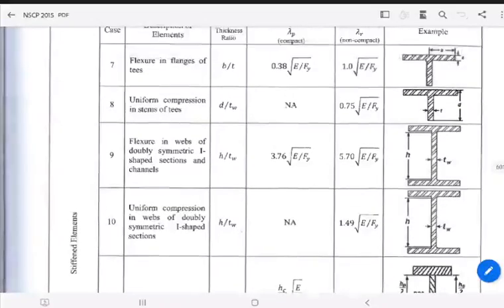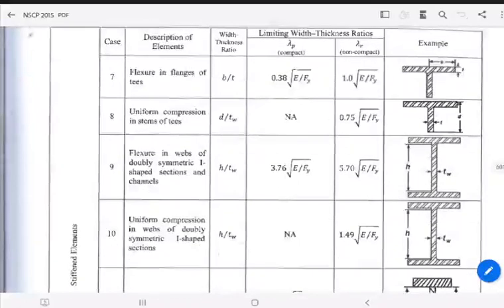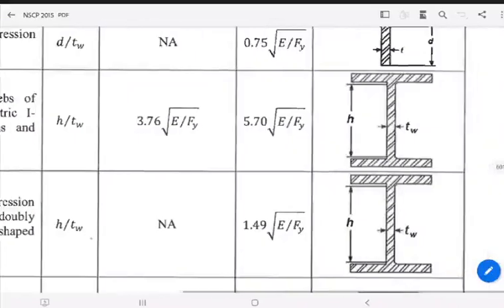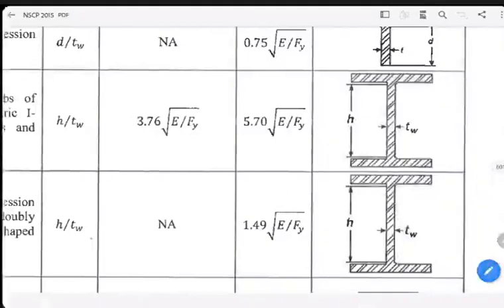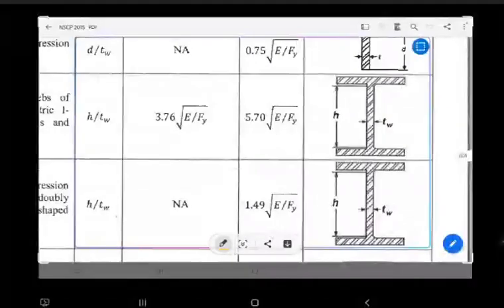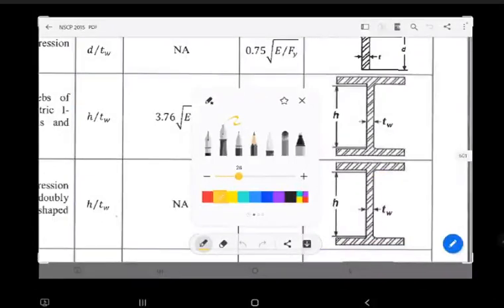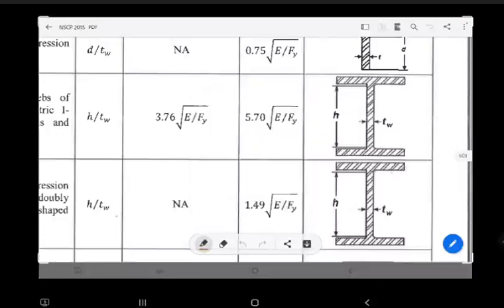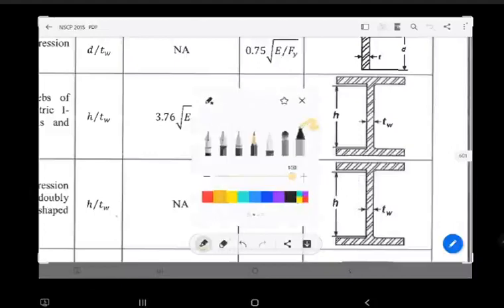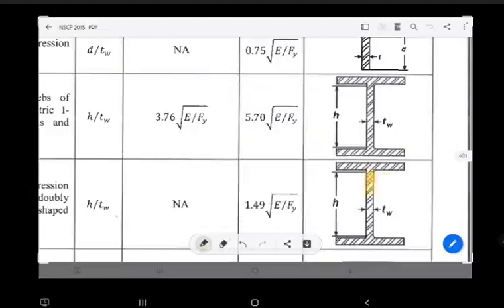Where is the compression here? Number 10, uniform compression in webs of doubly symmetric I-shaped section. The webs are what we consider here. Okay? So, parallel to the compression force, this is our web. This part here is our web.